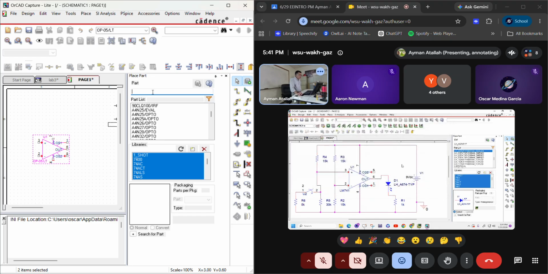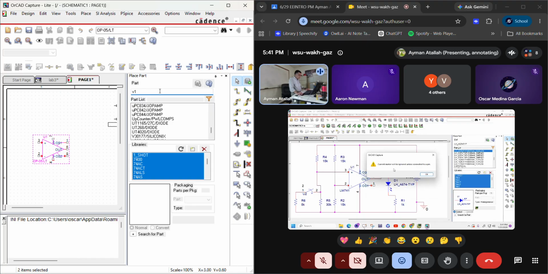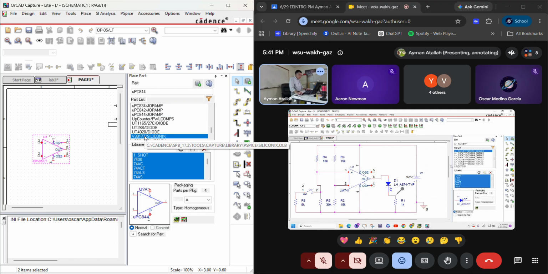Apply, okay. So I need to measure the voltage here, or you can measure the current, no problem. You can put a probe to measure the current. Okay, I can measure the current here. Yeah, it is not happy. Let me do it here. Yes. So this will measure the current, okay? Let me run the simulation and see what will happen.